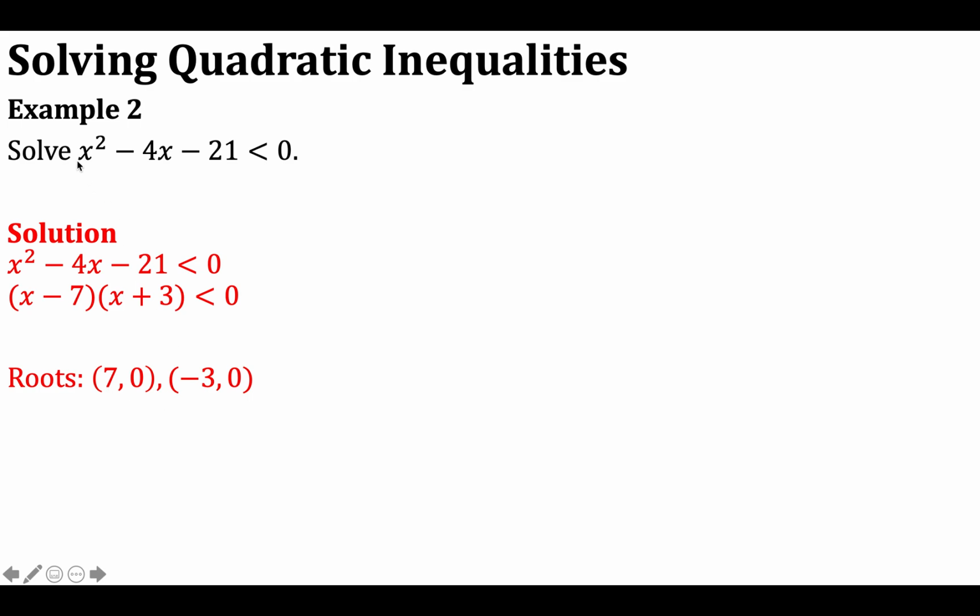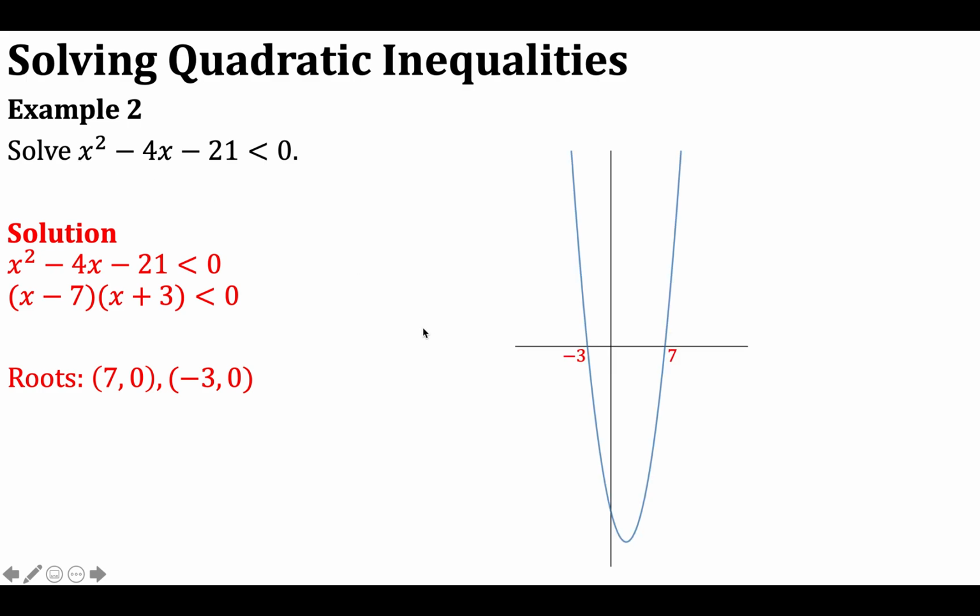So our roots are 7 and negative 3. You can see that the coefficient of our x squared term is positive, so therefore we have a minimum turning point. Now we want to know where is this graph less than 0? And that encompasses this area here. The x values which will give us this area are lying between negative 3 and 7, where I've put this black line. So x lies between negative 3 and 7. And that's our final answer.